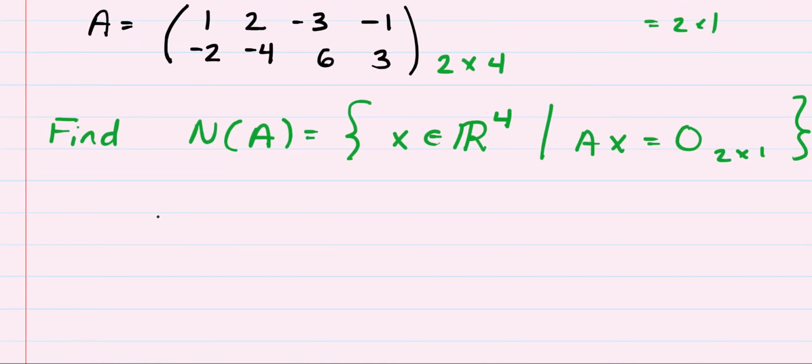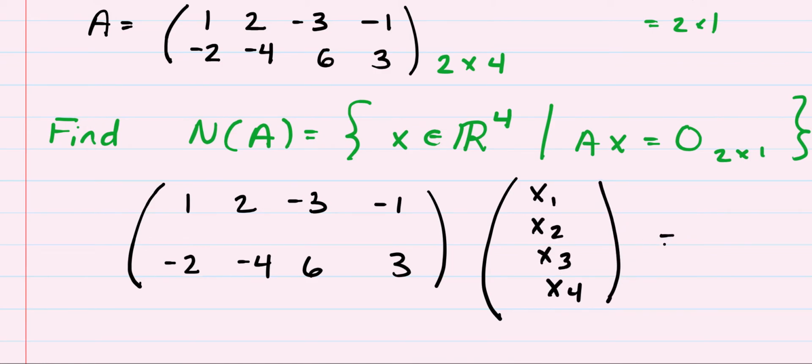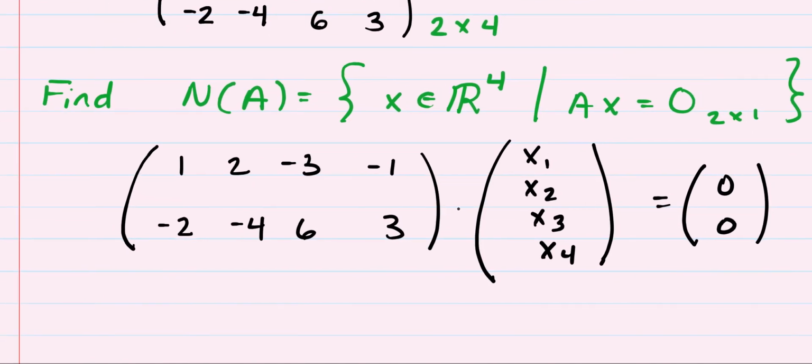Okay, so first I'm going to write this out. This is 1, 2, -3, -1, -2, -4, 6, 3. This is A. And then we're multiplying it by x1, x2, x3, x4. And I want to get the 0 2x1 matrix. So I'm looking for the solutions that satisfy this, that A times this column vector is this. So I need to find x1, x2, x3, and x4.